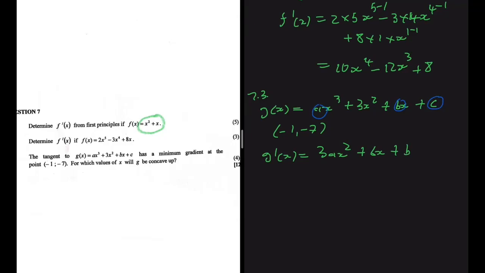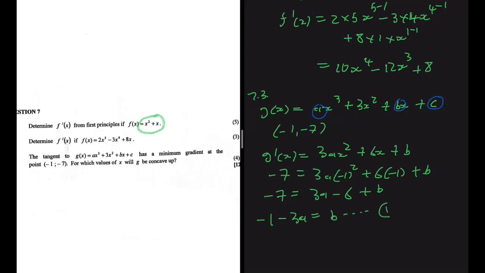If we substitute -1 and -7, we're going to get -7 equals 3 times a times (-1) squared plus 6 times (-1) plus b, right? So we have -7 equal to 3a minus 6 plus b. We can go ahead here and make b the subject of the formula, so that we don't have to divide, because if you make a the subject, you're going to have to divide both sides by 3, and we don't want to do that. So we get -7 plus 6, that will be -1, and then we take 3a to the other side, we get -1 minus 3a equals b, right?